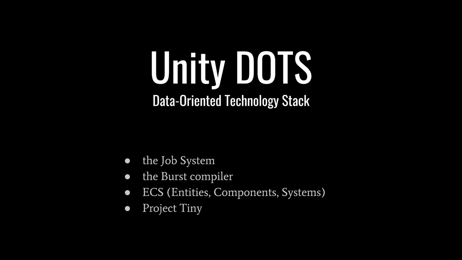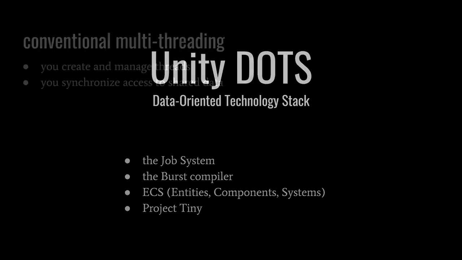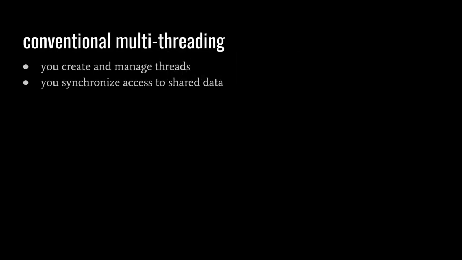ECS is a new way of structuring data and code that avoids the performance and organization problems of Unity's conventional game objects. The E stands for entity, which is a logical ID. The C stands for component, which is a piece of data associated with an entity. And the S stands for system, which is a unit of code executed in the game loop. Lastly, Project Tiny is a new engine runtime that supports only DOTS, stripping out support for conventional Unity features and thus stripping out unnecessary overhead in games that don't use them. So firstly, let's look at the job system.